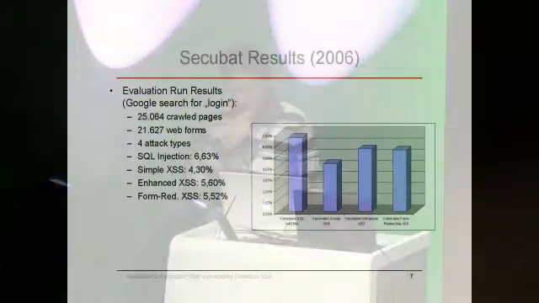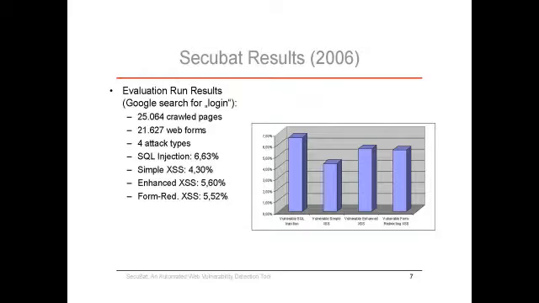The results were interesting because we crawled about 25,000 pages back then. We looked at about 20,000 web forms and looked at 4 different attacks: SQL injection, a very simple form of cross-site scripting, a more enhanced form of cross-site scripting where you encode parameters so that filtering becomes more difficult, and form redirecting cross-site scripting attacks. Of the pages we looked at, and some of these were quite high-profile pages of well-known companies, SQL injection was still quite prevalent.